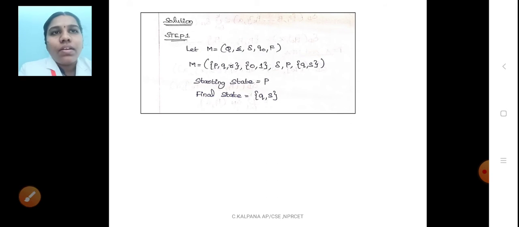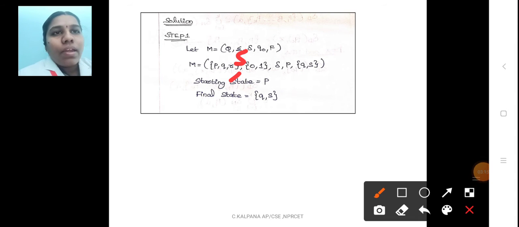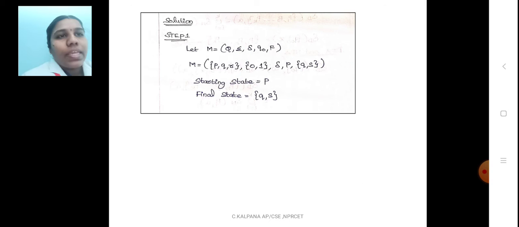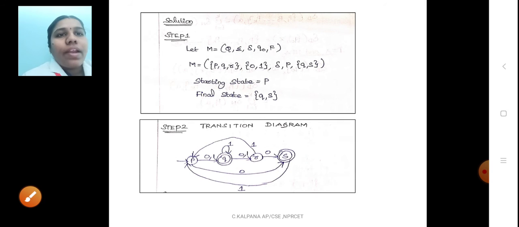Okay. Now solution step 1 is, first you have to mention the definition of DFA, that is M equal to Q, sigma, delta, Q naught, F, and M equal to PQRS. Here the number of states is 4, add S also here, and sigma is 0, 1, delta is the transition function, P is the start state, Q, S is the final state. Here the start state is represented as P and the final state is represented as Q, S. And next one, draw the transition diagram for this.